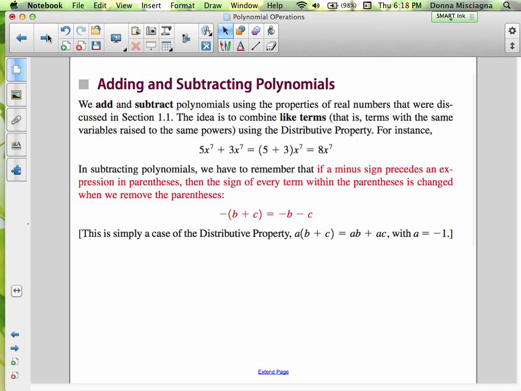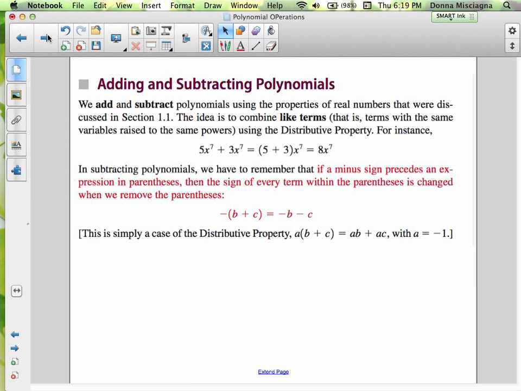So if I have a 5x to the 7th plus a 3x to the 7th, I add the 5 and 3 because you can just think of that as 5 plus 3 times x to the 7th. Right? X to the 7th is being multiplied by both 5 and by 3. Those are like terms. We've got the same variable x raised to the same power of 7. We can just add the coefficients. And you've done that before.